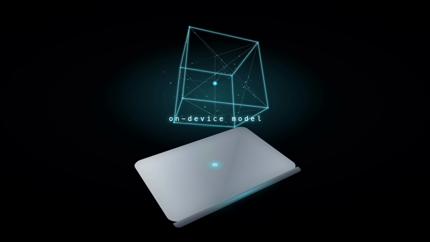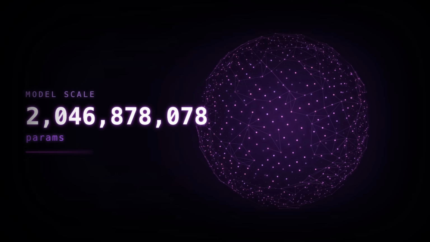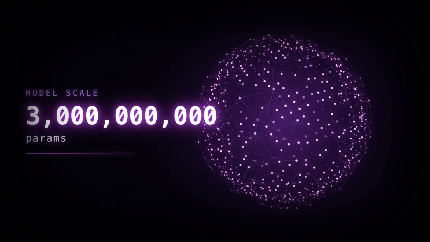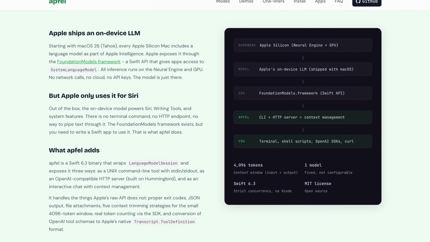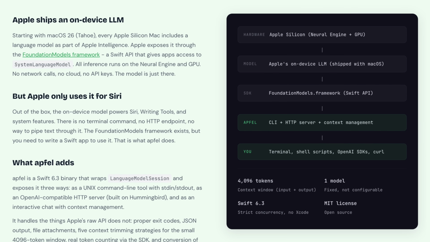All right, now, yeah, Macs have Apple Intelligence, sure. And buried inside it is an on-device language model. It's about 3 billion parameters that lives behind a framework called Foundation Models. Apple aimed it at app developers. It was never really pointed at you until now. That's what Apfel changes. It's a tiny open source binary, MIT licensed, a few megs of Swift, and it exposes that built-in model in 3 different ways.